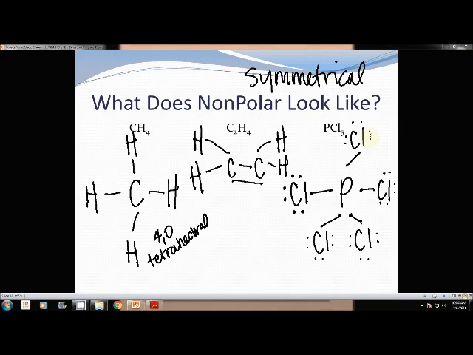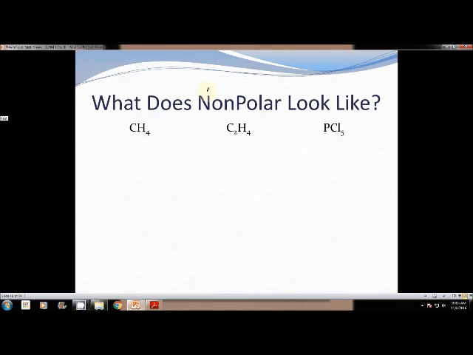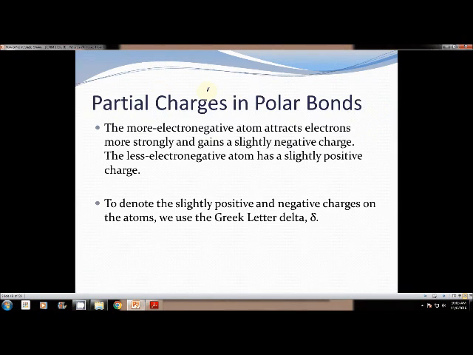Okay, another hint at describing what nonpolar looks like is usually there are no unshared pairs on the central atom. So that usually follows, but there are a few cases when that would not work. Okay, so that's what nonpolar looks like, very symmetrical. Polar then is very unsymmetrical.